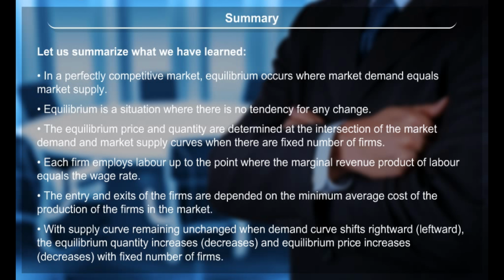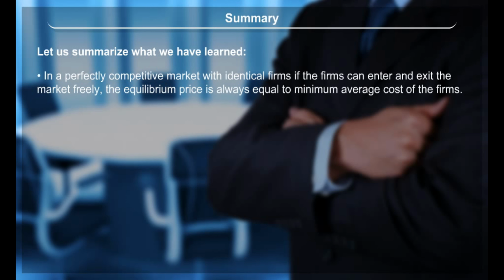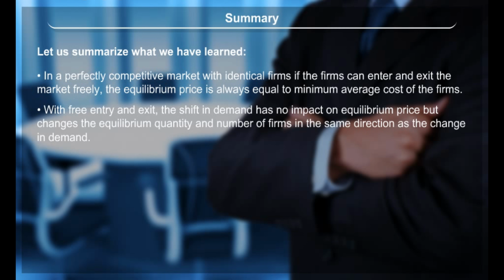In a perfectly competitive market with identical firms, if the firms can enter and exit the market freely, the equilibrium price is always equal to the minimum average cost of the firms. With free entry and exit, a shift in demand has no impact on the equilibrium price but changes the equilibrium quantity and number of firms in the same direction as the change in demand.